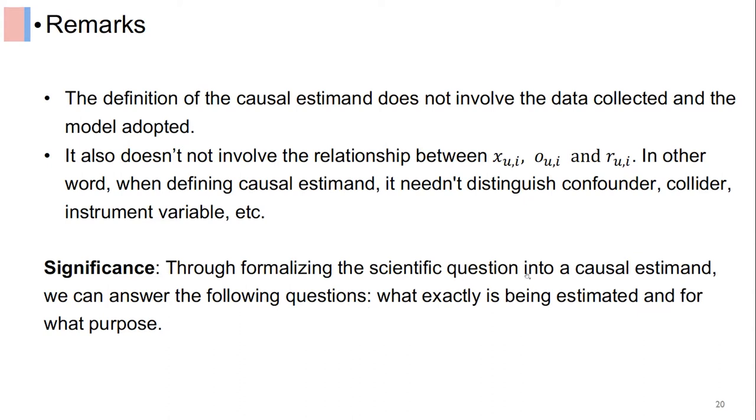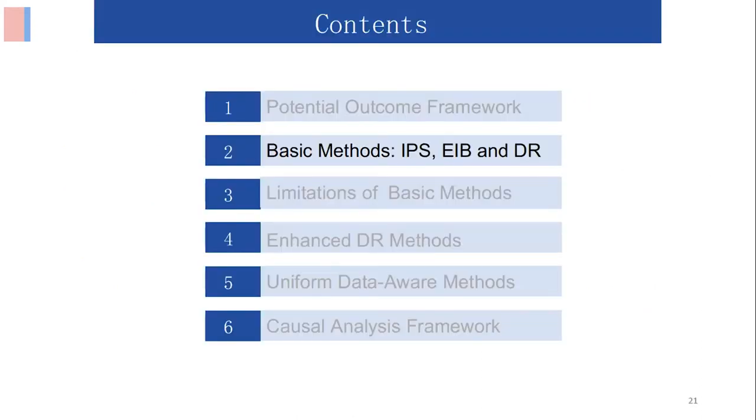Formalizing the scientific question into a causal estimand, we can answer the following questions: what exactly is being estimated, and for what purpose? Actually, one of the main contributions that causal inference has brought is a focus on clearly defined estimands before building models. Next, we introduce three basic approaches to deal with the selection bias and the confounding bias by using the potential outcome framework.